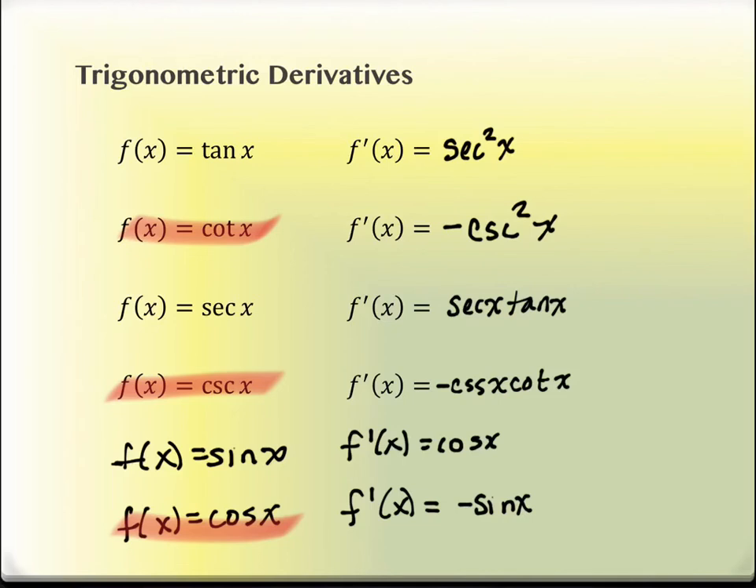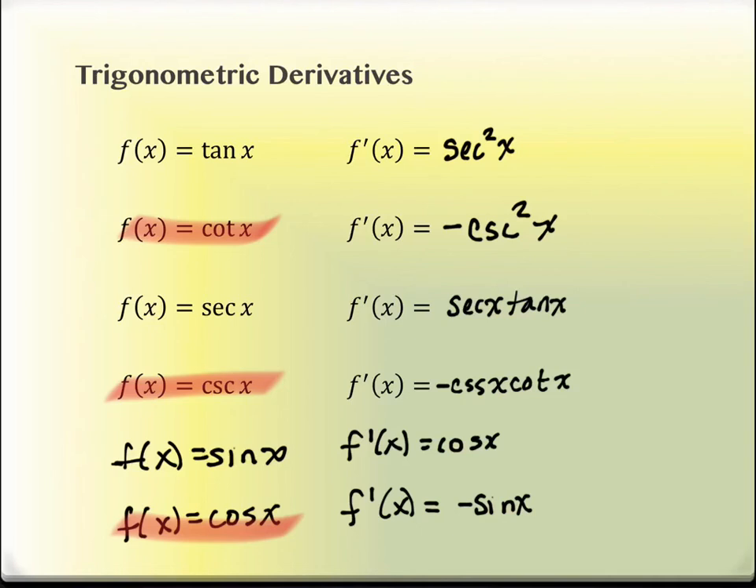All of their derivatives are what? Negative. That's kind of helpful to remembering these. If I take the derivative of a co-function, I'm going to get a negative involved. And if I'm not taking the derivative of a co-function, there's not a negative involved.